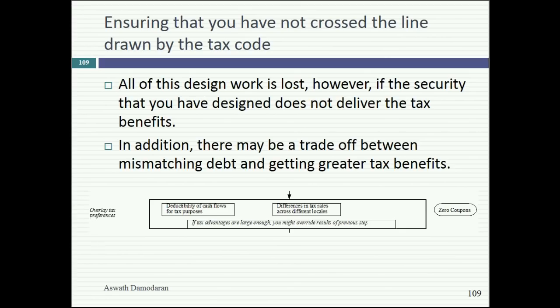Like what? If you're a European company, you might figure out a way where you can put your debt in Germany rather than Ireland, because that increases your tax benefits, because the tax rate in Germany is 29.5%. The tax rate in Ireland is 12.5%. You've designed your perfect bond, you've massaged it to maximize your tax benefits.